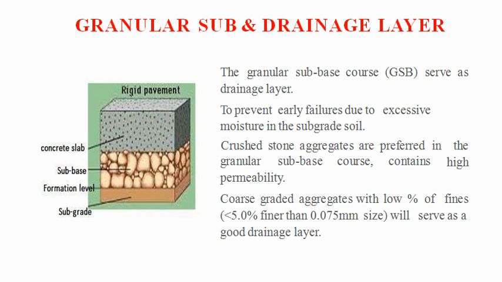The granular subbase course, that is the GSB, serves as the drainage layer as in the case of rigid pavements. Now, to prevent failures due to excessive moisture contained in the subgrade soil, crushed stone aggregates, which have high permeability, are preferred in the granular subbase course. Coarse graded aggregates with a low percentage of fine material, which is less than 5% finer than 0.075 mm size, will serve as a major ingredient to provide a good drainage layer.